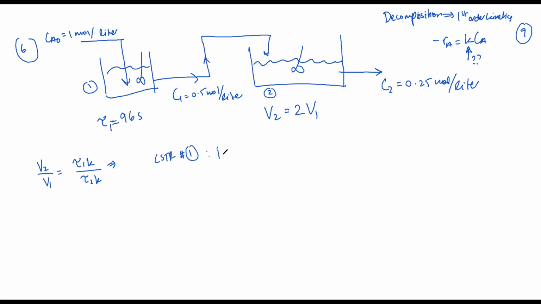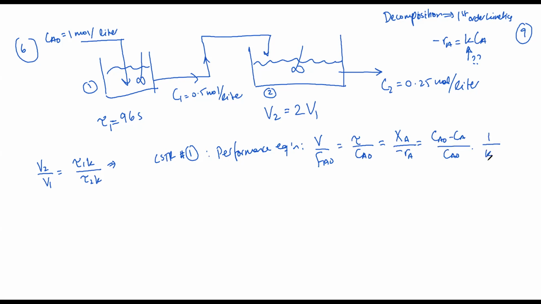CSTR number 1. The performance equation for this one: V over FA naught is equal to tau over CA naught, which is equal to XA over minus RA. I'm going to rewrite XA as CA naught minus CA over CA naught, multiplied by 1 over RA, which is 1 over K CA.